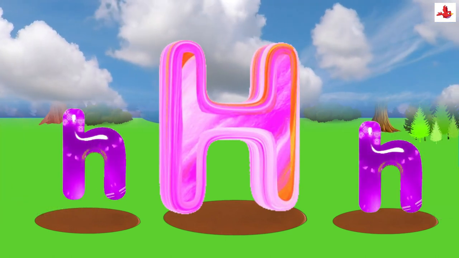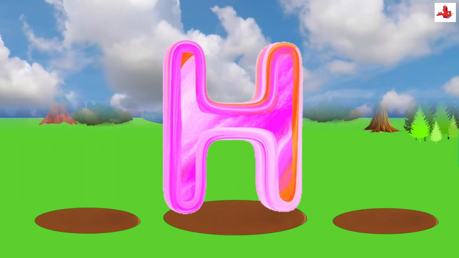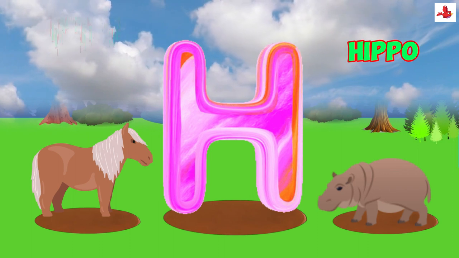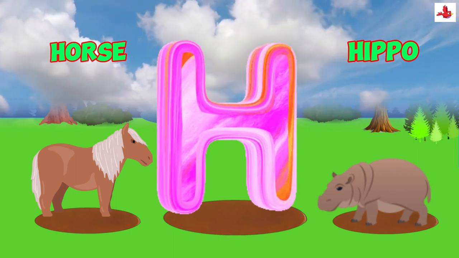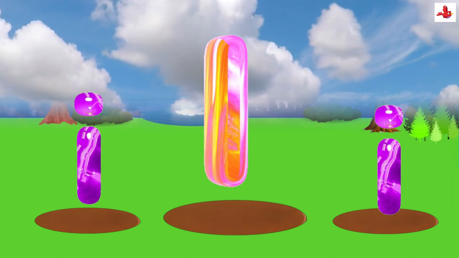H. This is the letter H. H is for hippo. H, H, hippo. H is for horse. H, H, horse.